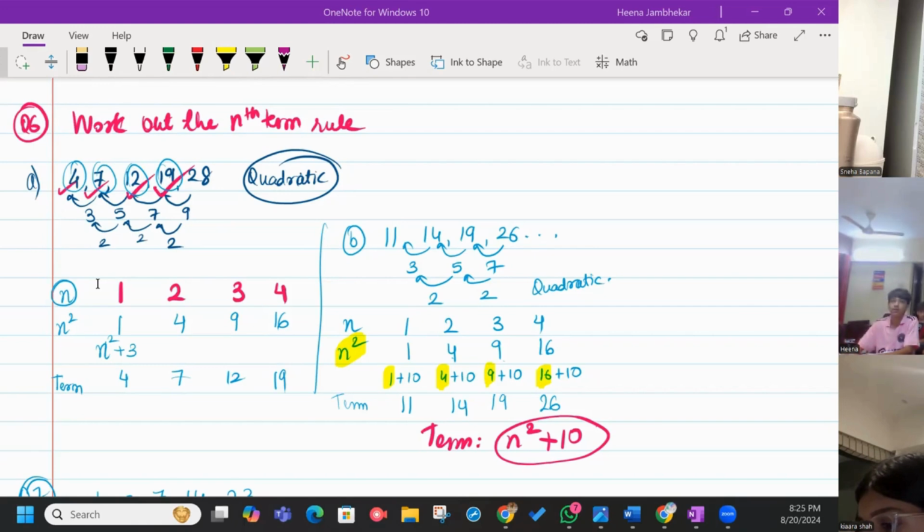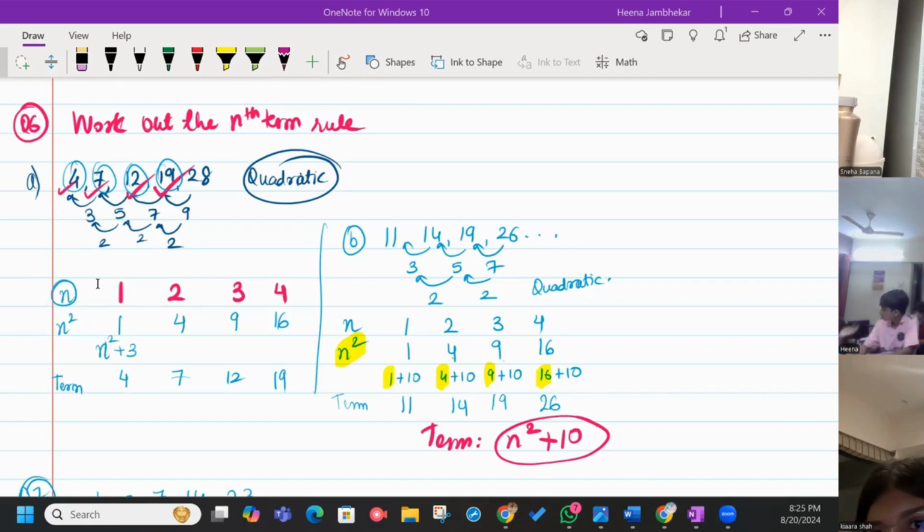So the first thing you will check is whether the sequence is quadratic or a linear sequence. What is the first difference? 3, 5, 7, 9. Then you have 2, 2, 2. It is quadratic, meaning the n square term will be there. Are you understanding? Plus 3 equals 4.